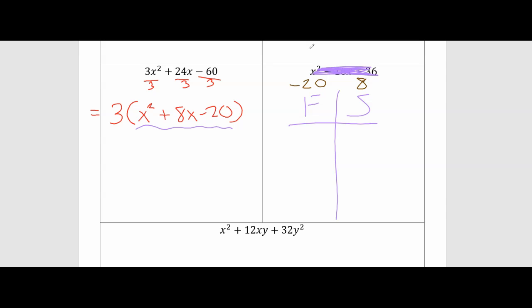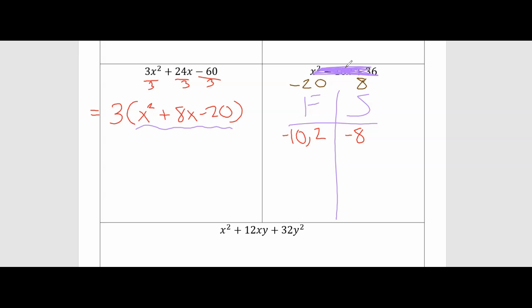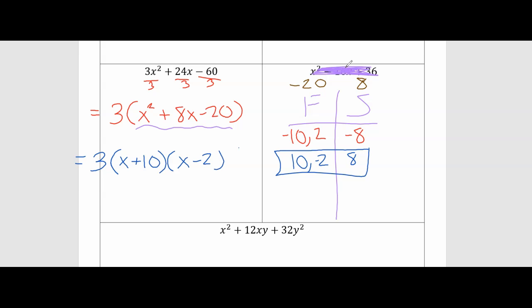I could do negative 10, positive 2. That's going to multiply to negative 20. But that sums to negative 8. Well, I'm pretty close here. I need to get positive 8, but I found two factors that sum to negative 8. So what happens if I switch the signs? 10 and negative 2. Well, those multiply to negative 20, and they sum to positive 8. So these are the two factors I want, which means my answer is going to be 3. I can't forget my 3 because I factored that out. 3 times the quantity x plus 10 times the quantity x minus 2.